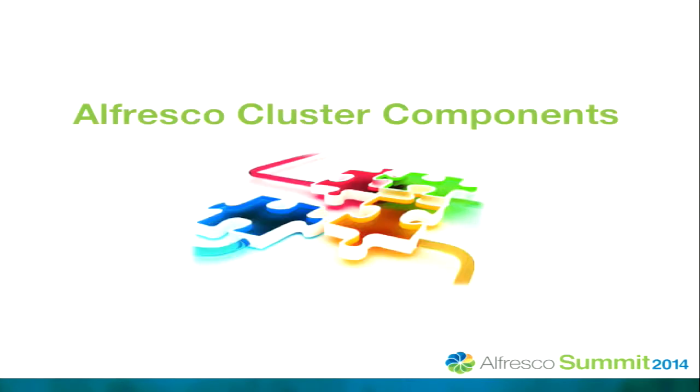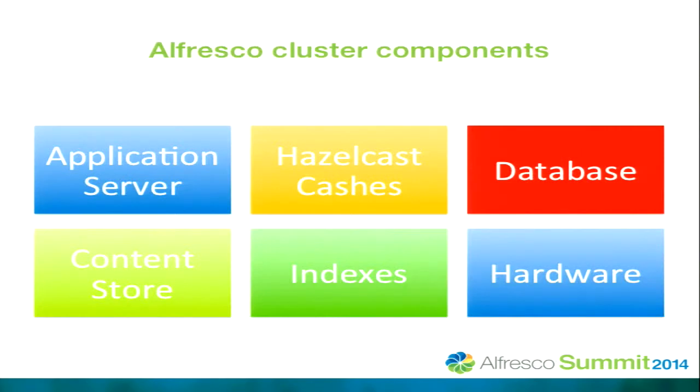Now I'll be talking about Alfresco cluster components, so what you should take into consideration when designing your cluster. We have 6 main components. You have the application server, which can be Tomcat, JBoss, WebSphere, or any other application server. You have Hazelcast caches. You have your database layer, your content storage, your indexes, and the hardware itself.